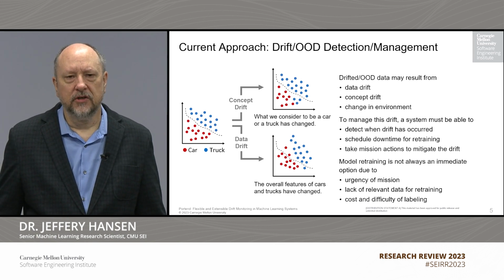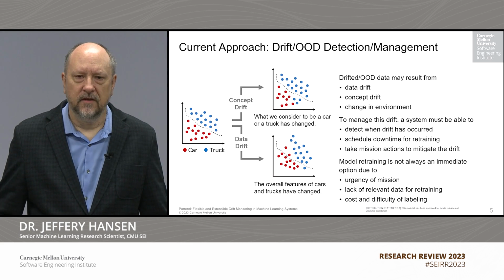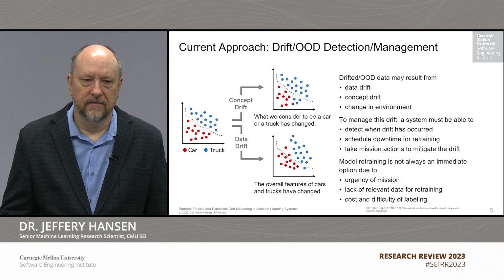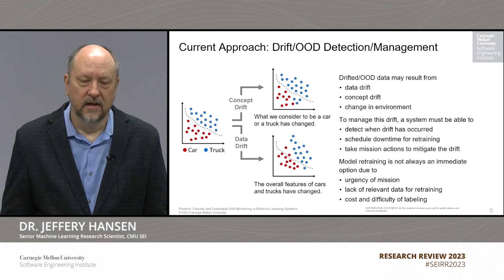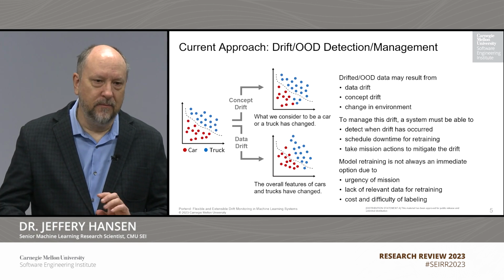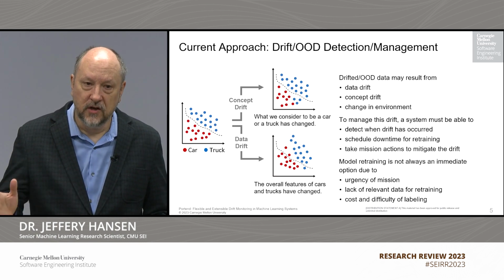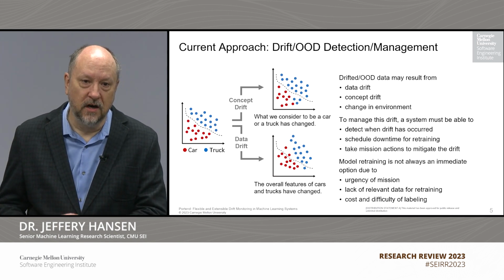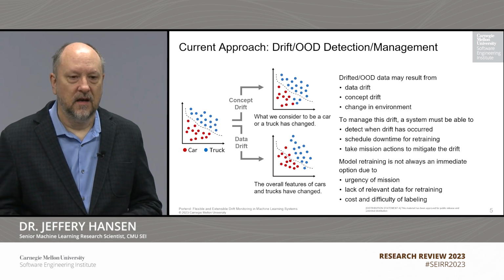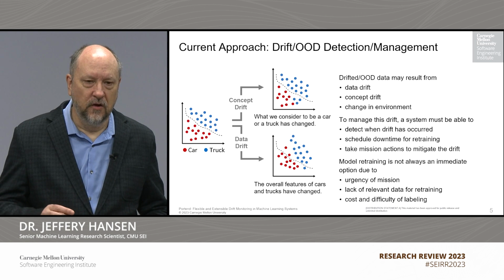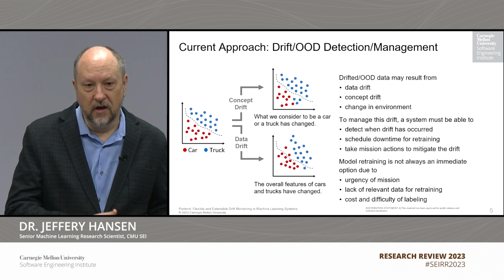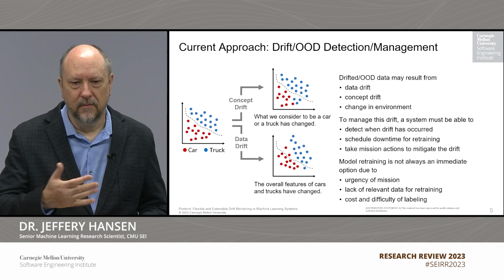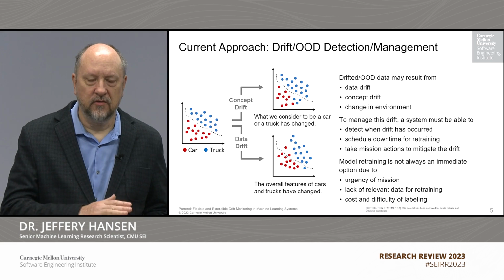Now the current approach to this drift and out of domain detection and management are concept drift and data drift. So concept drift is when our labels change. That is, maybe we have a detector that distinguishes between cars and trucks. But now later on we decide that, well, some of these things that we thought were cars, now we're going to start calling them trucks. But there's also data drift where slowly over time the features of cars or the features of trucks change over time. And now our old detector is unable to adequately determine between cars and trucks anymore.